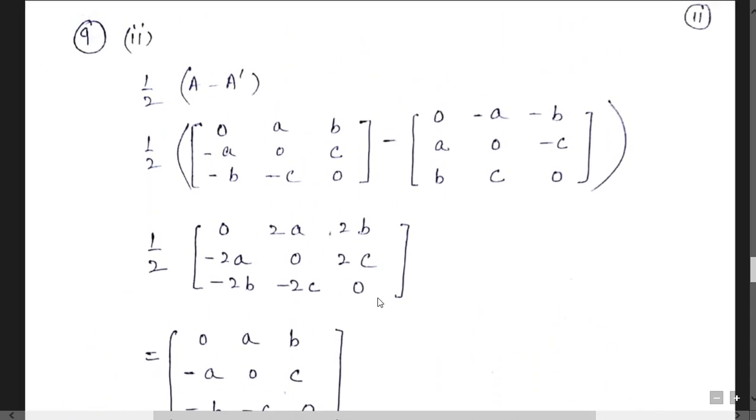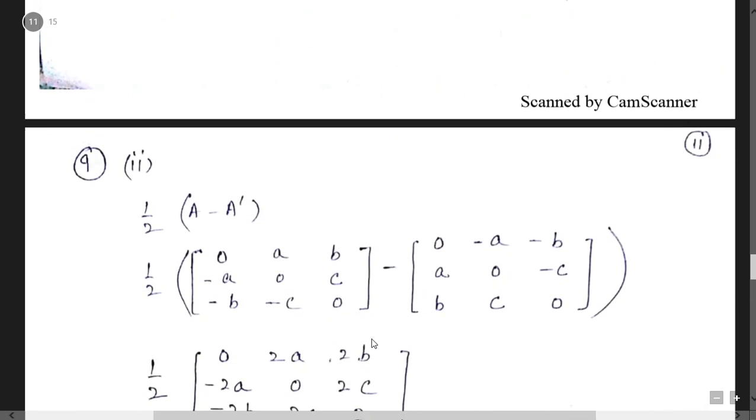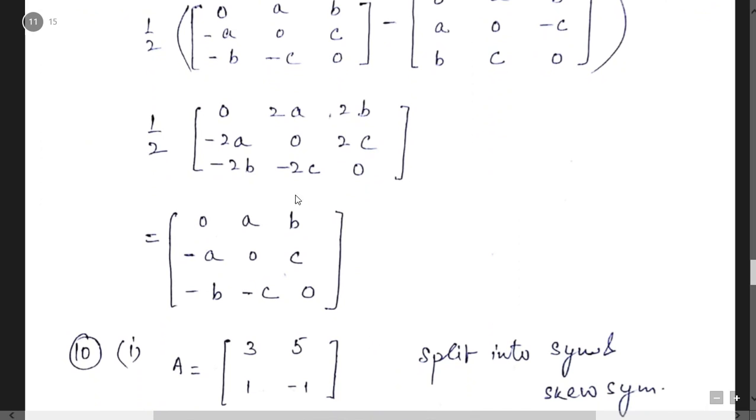Again look at these matrices. This matrix is 0. And what about the second matrix? This matrix is a skew-symmetric matrix. Diagonal elements are 0 and first row and first column having different sign. Second row and second column again different sign. Third row and third column again with a different sign.